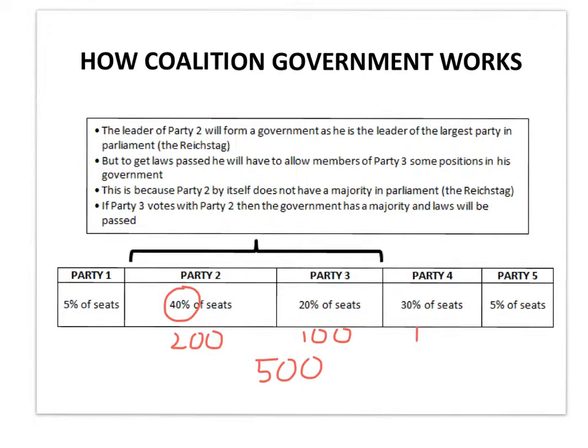So Party 4 would have 150 seats, Party 5 would have 5% of the vote, and so they would have the appropriate number of seats as well. So effectively, every party, no matter how small the party, would have some seats in the Reichstag. Okay, so 5% of the seats would actually be 25 seats. I think I've got my maths right, because 1% of 500 is 5. 5 times 5 is 25.